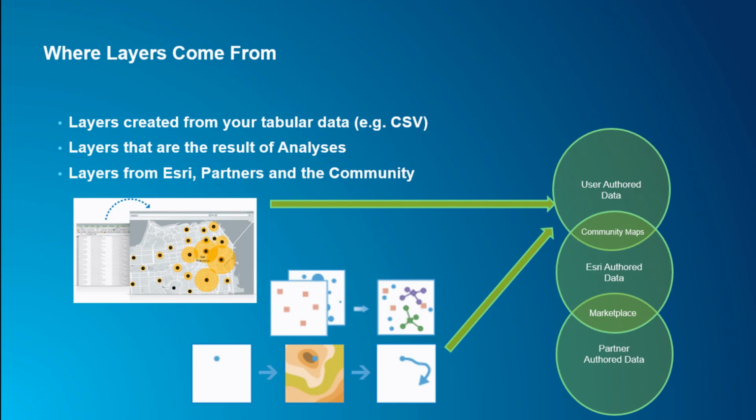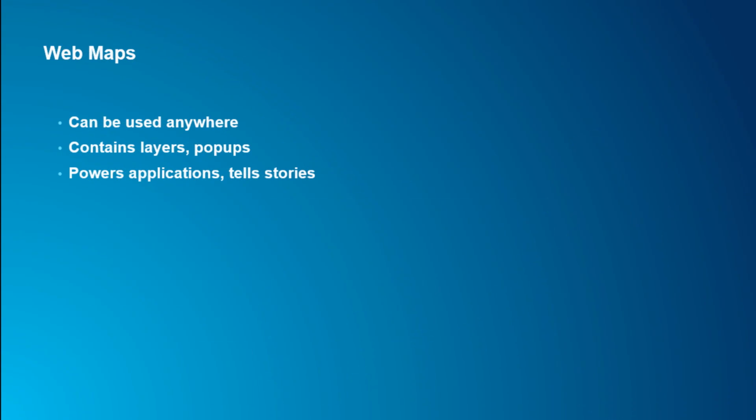Other than that, layers could come from Esri. We've got Esri authored data. And layers can also come from our business partners, offered either publicly or as premium content through the marketplace. So you've got marketplace layers, we've got community maps that are just public or premium, as well as your own layers. And web maps, a web map is a common map specification that can be used everywhere.